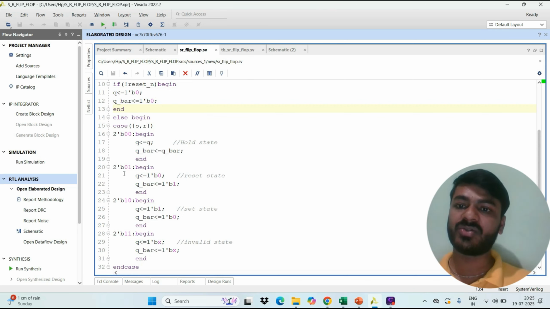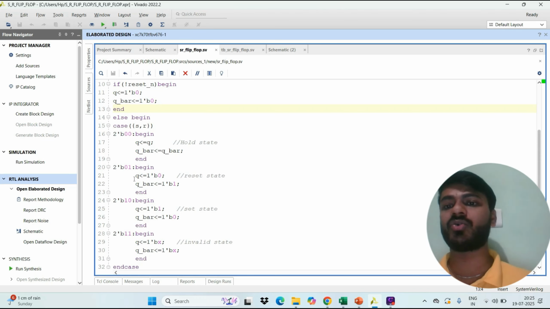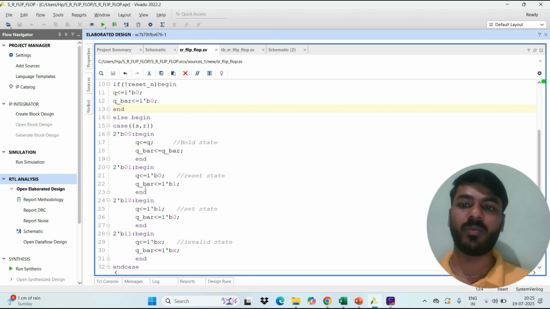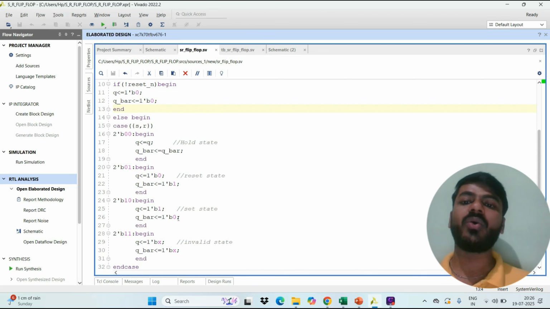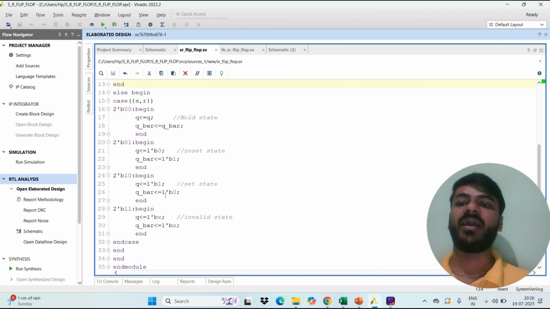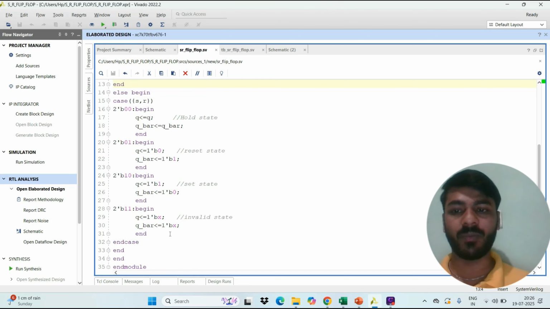If the value of S is 0 and R is 1, that means our flip flop is in the reset state. So for that, I have assigned 0 to the output Q and 1 to the output Q bar. If the value of S is 1 and R is 0, then my flip flop is in the set state. So for that, I have assigned directly 1 to the output Q and 0 to the output Q bar. And when the value of S and R are both 1 1, we know that the SR flip flop is in the invalid state. So in this case, I have assigned x to the outputs Q and Q bar.